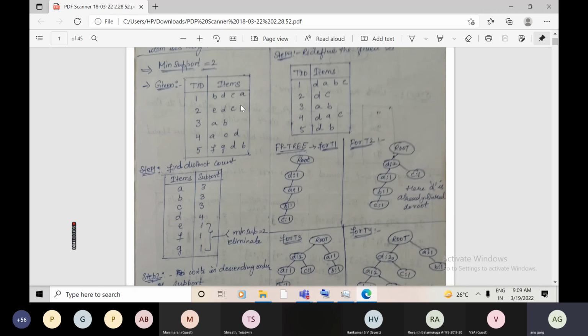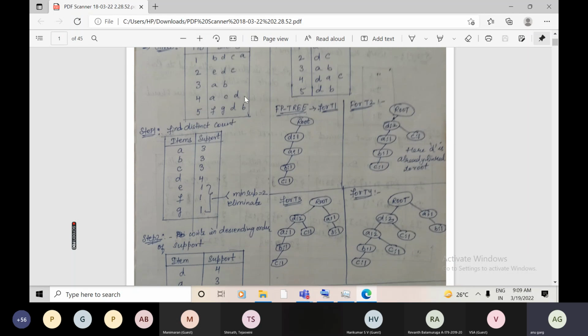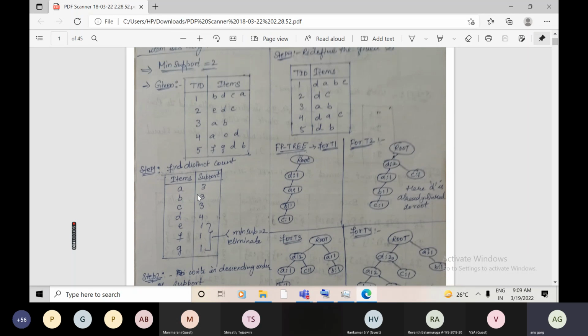Try to understand, this is the transaction data given to us. These are the different itemset transactions. Like in transaction 1 you have these items, in transaction 2 you have these items, and minimum support is 2. First, let's understand how to draw an FP tree. First, you have to take a distinct count of all the items. What are the different items we have here? A, B, C, D, E.